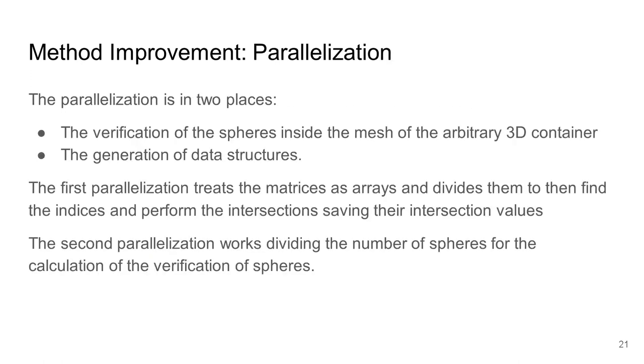Parallelization. The parallelization is in two phases: the generation of data structures, and the verification of the spheres inside the mesh of the arbitrary geometry container. The first parallelization takes the matrix arrays and divides them to then find the indices and perform the intersection, saving their intersection values. The second parallelization works by dividing the number of spheres for the calculation of the verification of spheres.